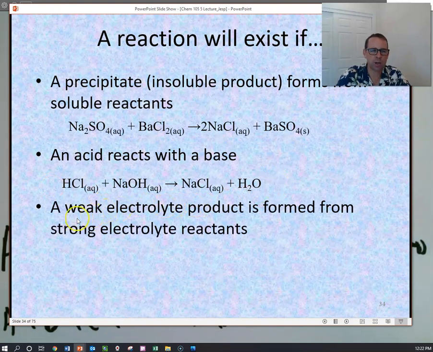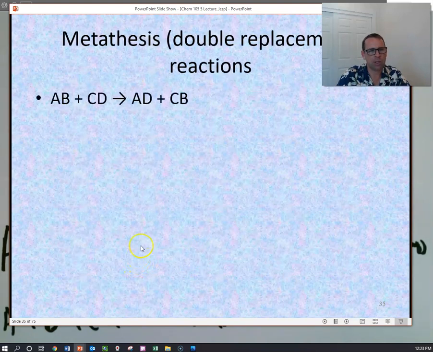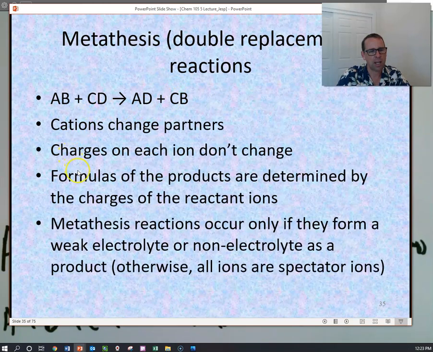You can also have scenarios where a weak electrolyte product is formed from a strong electrolyte reactant. And that's usually like a weak acid, right? And then you also can get scenarios where a gas forms in the product. We don't talk a lot about these last two. You'll see them every once in a while, and more so in homework problems. But this double replacement reaction, right, has our cations changing partners.